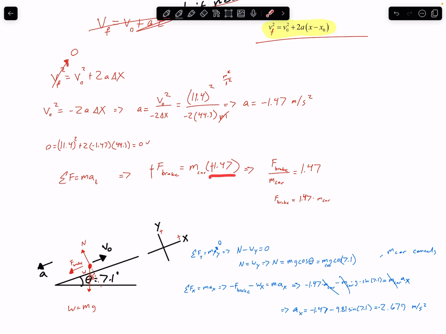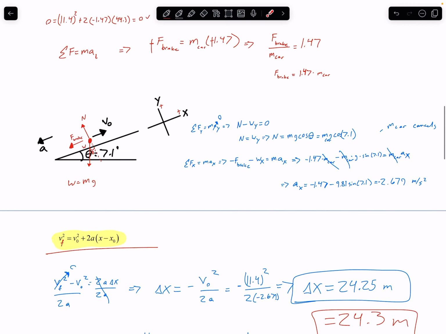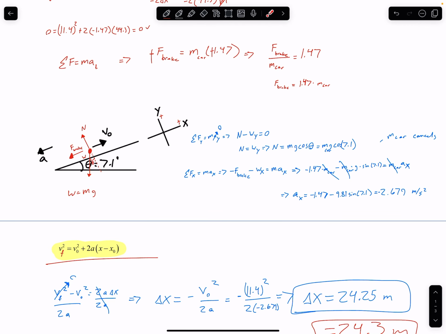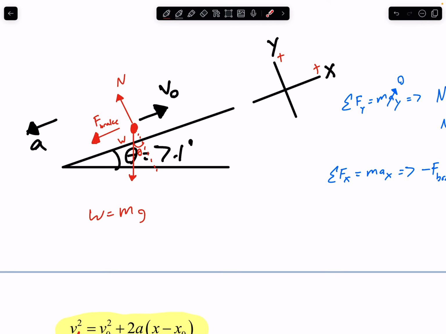We plug in our known acceleration, and our braking force is in the negative direction, so we know that the force of braking is equal to 1.47 times the mass of the car. We'll use that later on. Coming up next, we have the actual incline, and we know it's 7.1 degrees, as you can see there. Then in our free body diagram, we have the weight, the normal force, and we still have the braking force. Again, no signs of friction unless you count the braking force as that.